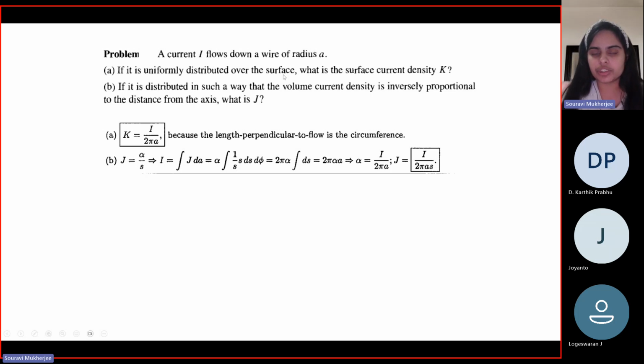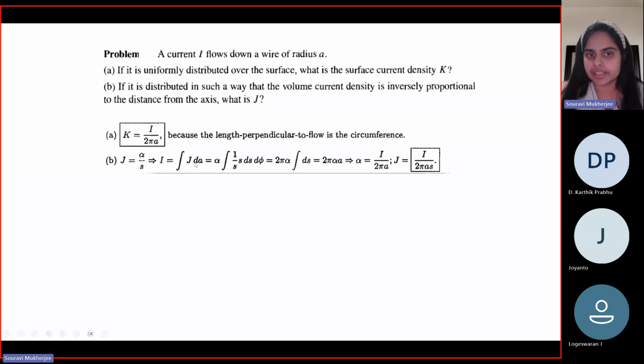Now, this is for the case where you have current flowing over a surface. If the current is distributed in such a way that the volume current density is inversely proportional to the distance from the axis, what is J? In this case, again, this is the same setup, but now the current is over the volume. So you have to find the volume current density. And it is said that the volume current density is inversely proportional to the distance from the axis. So J is proportional to 1 by S. So J is equal to alpha by S, where alpha is some constant. And what is the total current?